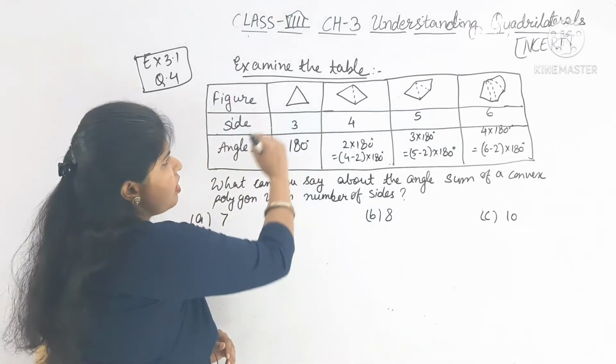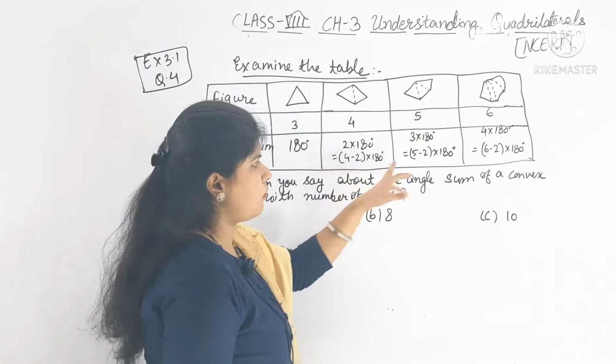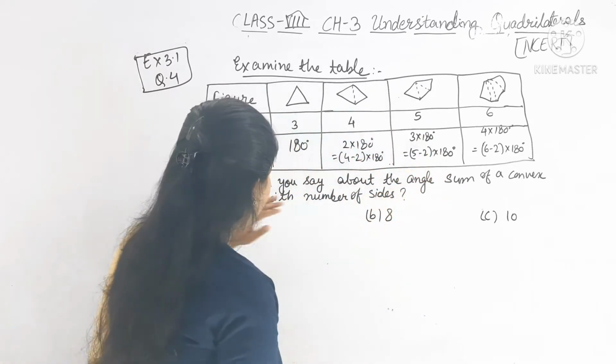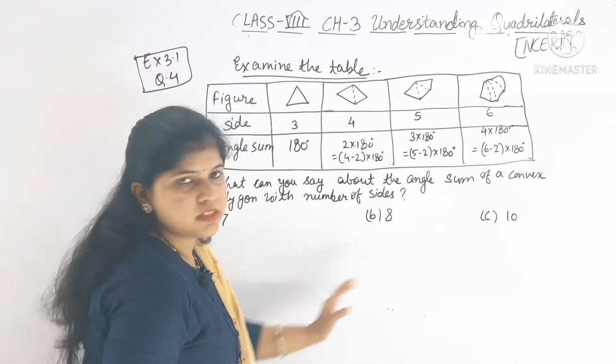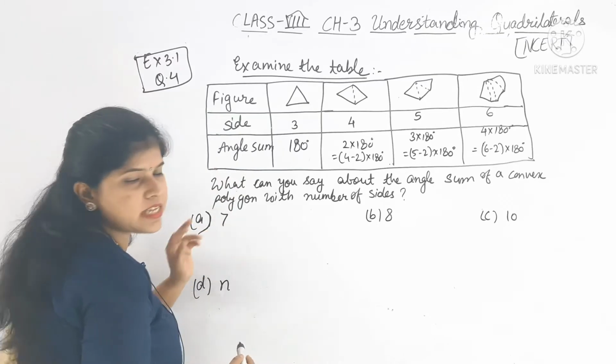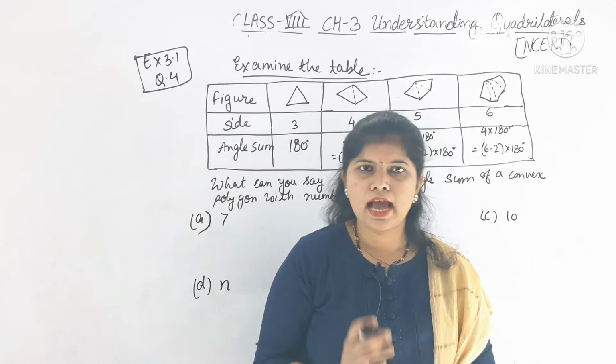Okay, so these are all polygons. Some have 3 sides, 4, 5, 6. So the formula is like this. Okay, so we have to calculate for this one. It is given A, B, C, D. So here there are 7 sides. Okay, 7 sides means the name of the polygon is heptagon.